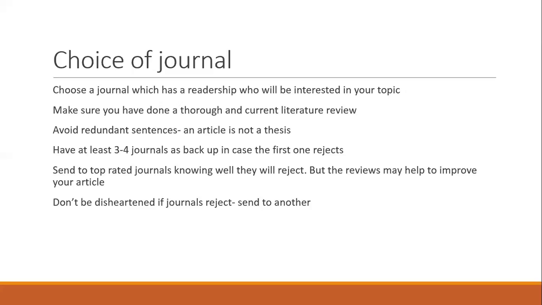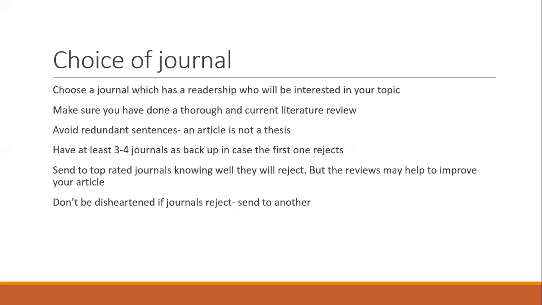Have at least 3 to 4 journals as backup in case the first one rejects. Almost always the first one will reject when you're first trying to publish. Second one will also reject. Third one might also reject. If you're lucky, the fourth one will accept. So you need to have several journals as backup.